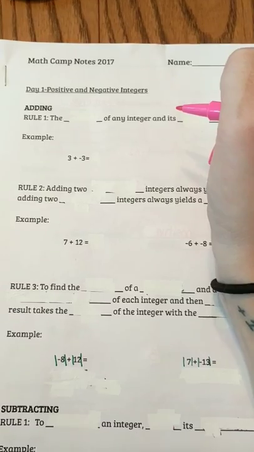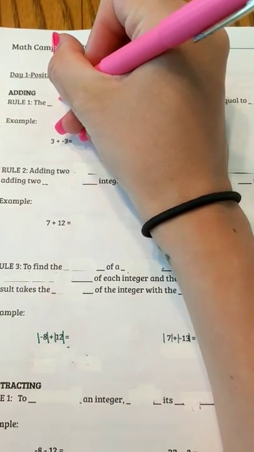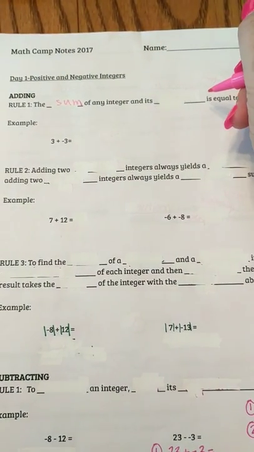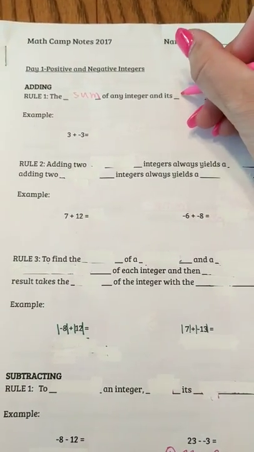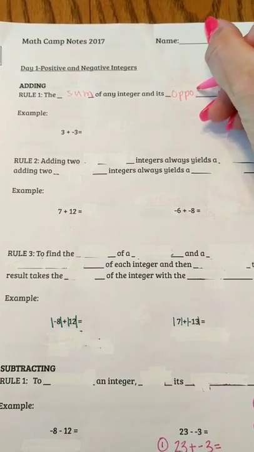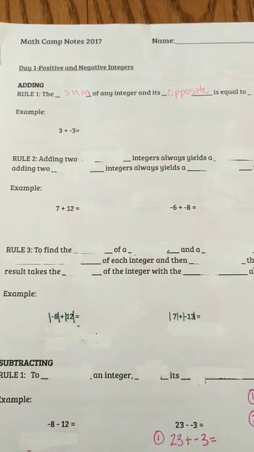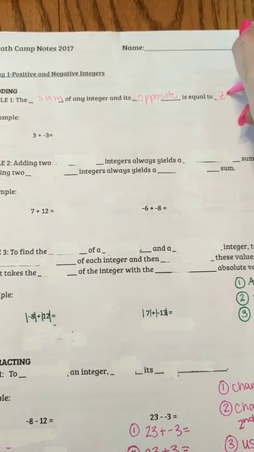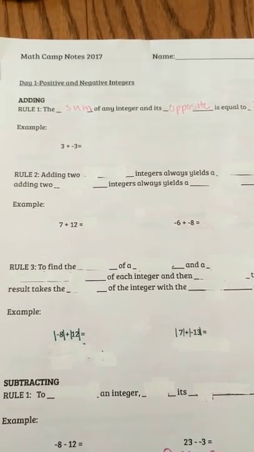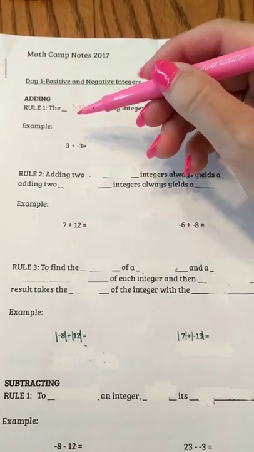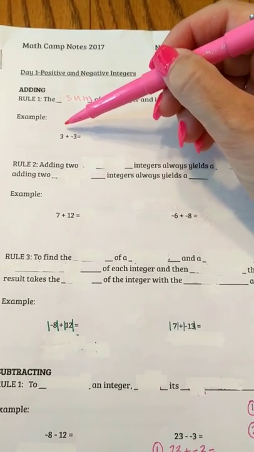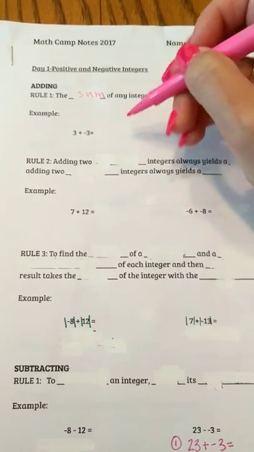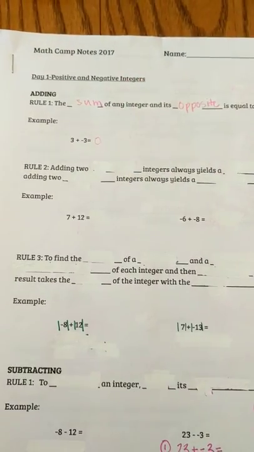So rule 1 is the sum of any integer and its opposite is equal to 0. So an example of that would be 3 plus -3, so that being its opposite, is 0.